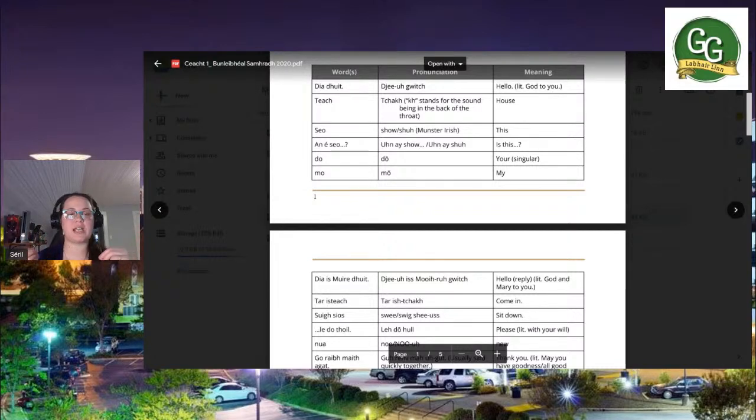And then the CH sound at the end of that word is that guttural CH in the back of your throat. And then show, sh. The E is there to make the S that sh sound. So remember, SH in Irish means an H sound. S with an E or an I after it or before it is a sh sound. So that's where the sh sound comes from in Irish.